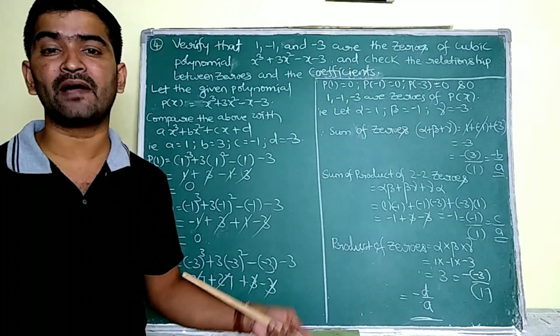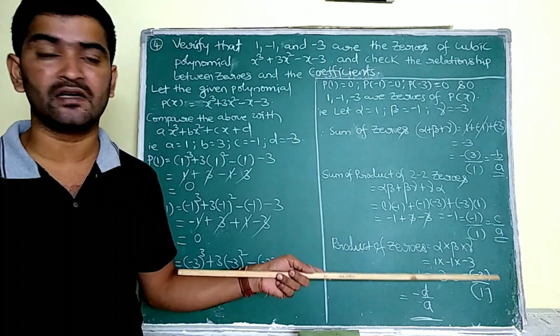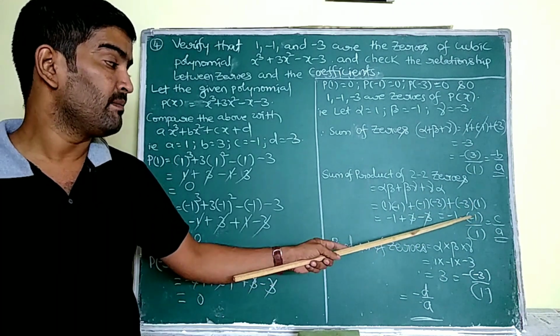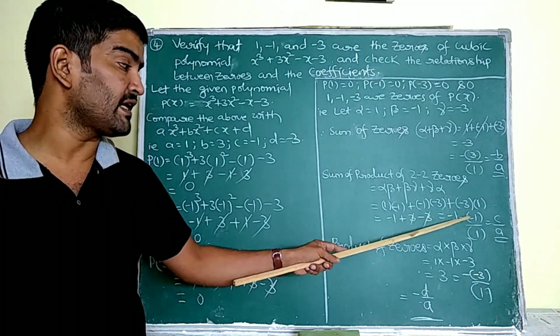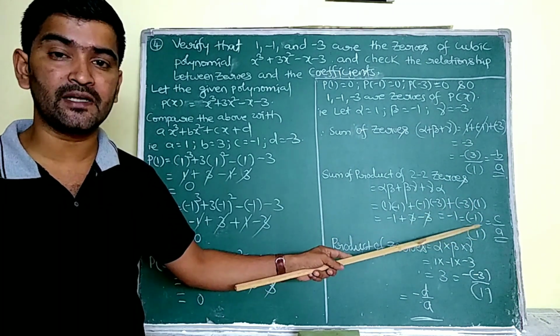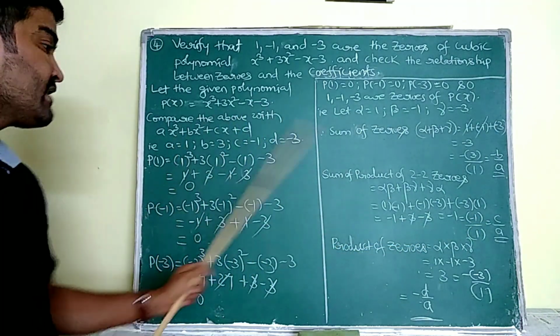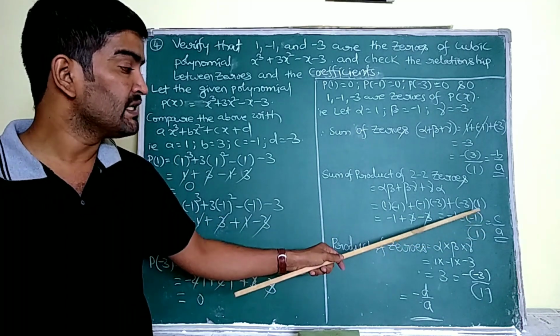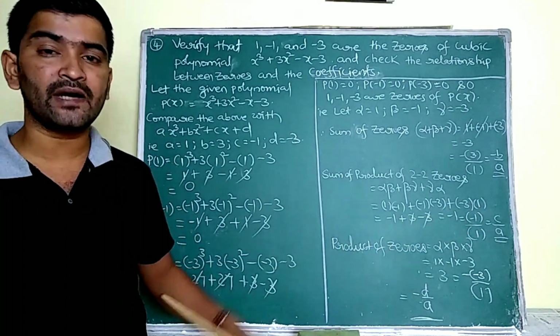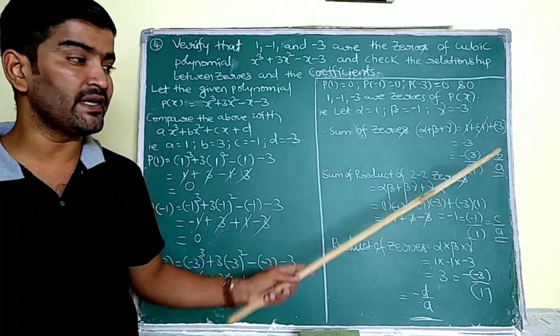Now I have to check whether minus 1 is equivalent to c by a or not. So just write empty bracket by empty bracket. In the place of the first empty bracket write c. c is equal to minus 1, a is equal to 1. So minus 1 by 1, which is equivalent to minus 1 only. So that is c by a.